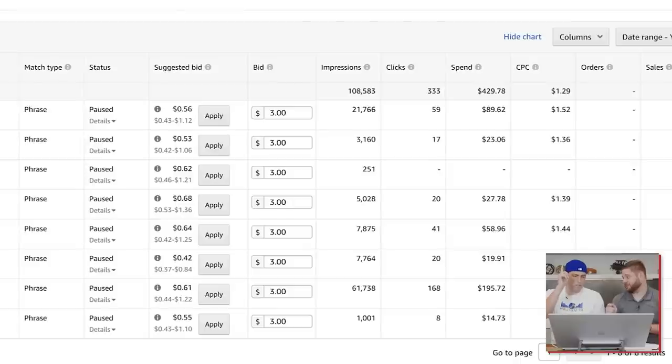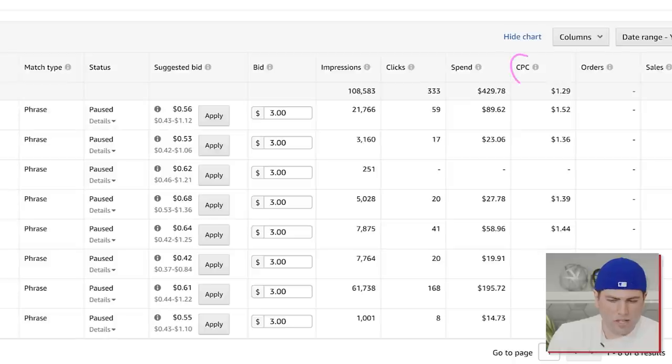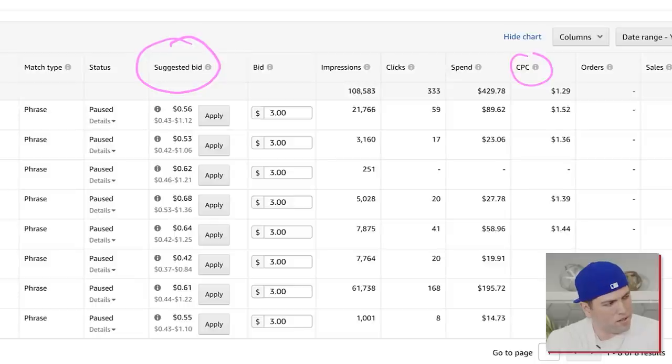Now, I have a question. You said impressions, cost per click. Now, cost per click, isn't this the suggested bid, what Amazon is suggesting that your cost per click would be?